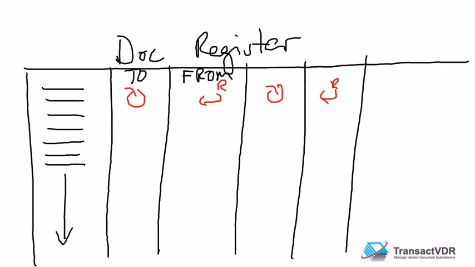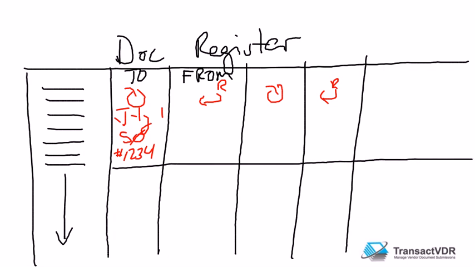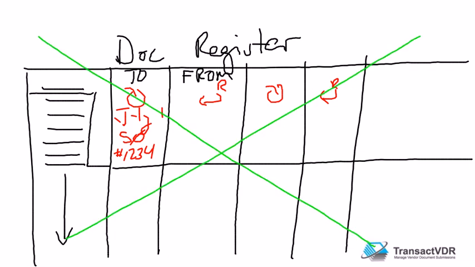This includes things such as the date and the status and the transmittal numbers. This must be done for every document. And TransactVDR will replace all of this work and manage it all automatically for you.